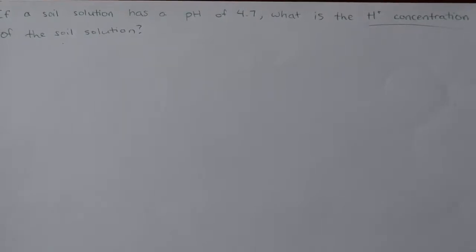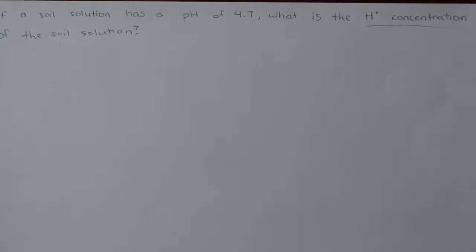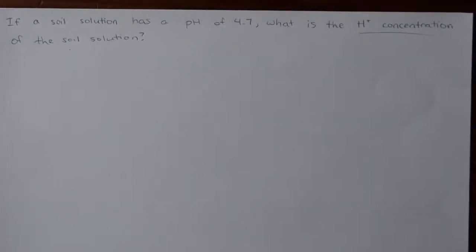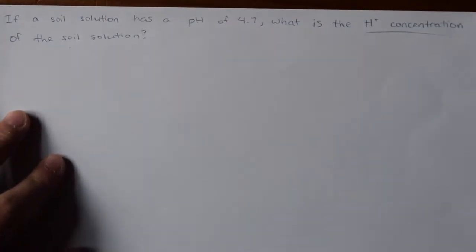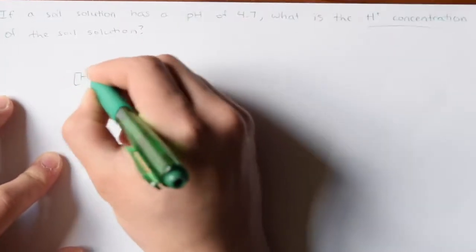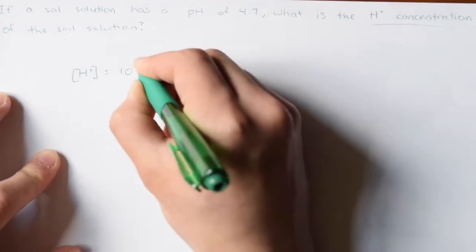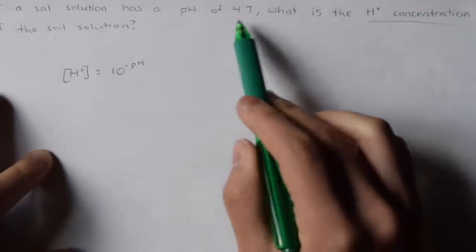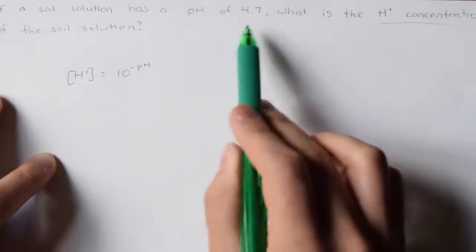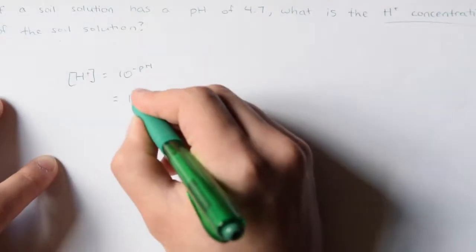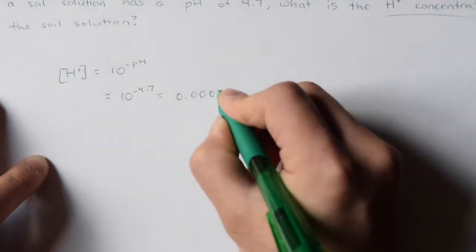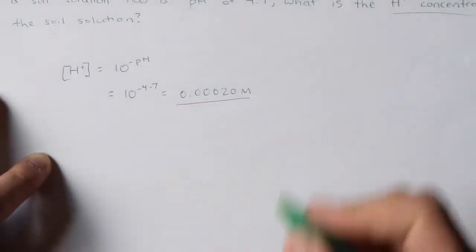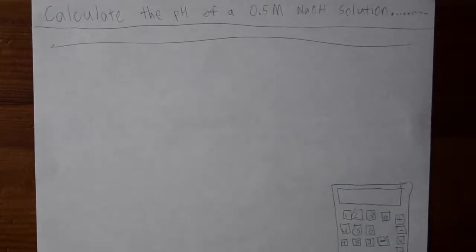For our next question we have: if a soil solution has a pH of 4.7, what is the hydrogen concentration of the soil solution? In this instance, we already know the pH, so we just need to find the hydrogen concentration. So what we do is we use the equation, and since we know that the pH is 4.7, we just have to plug that into here. And there's your answer.